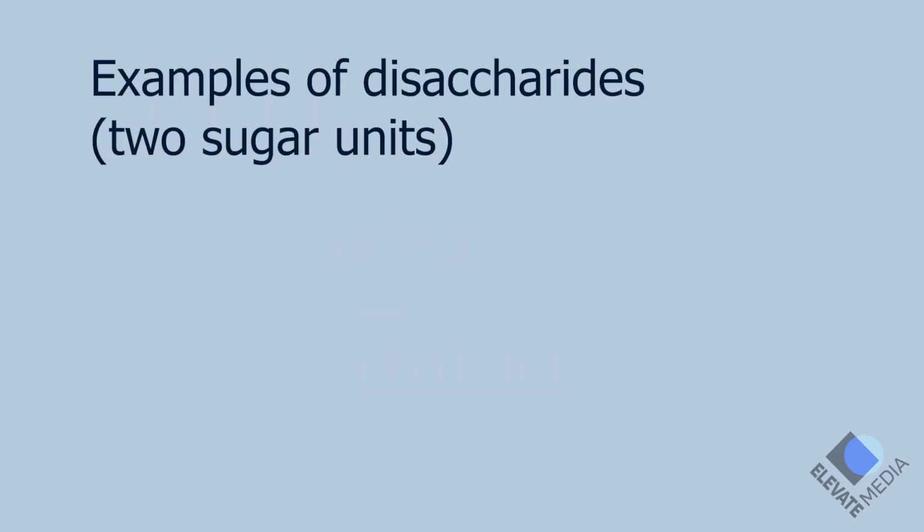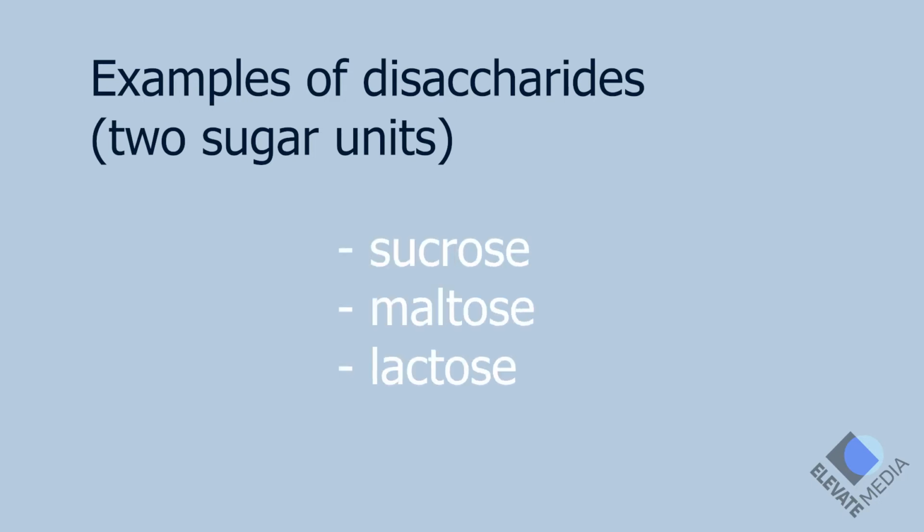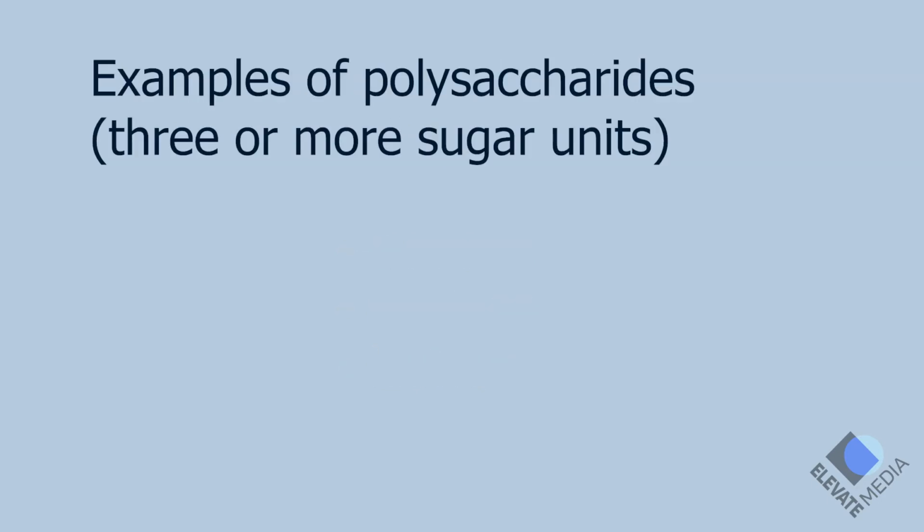Disaccharides are composed of two sugar units. Examples of these include sucrose, maltose, and lactose. Polysaccharides are composed of three or more sugar units. Examples of these include starch and glycogen.